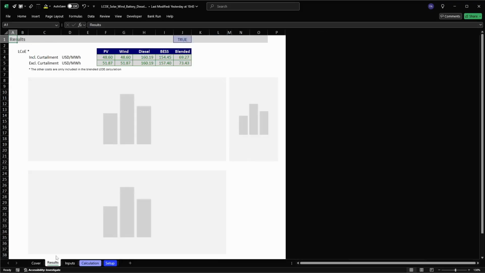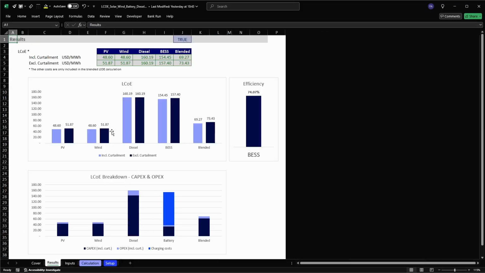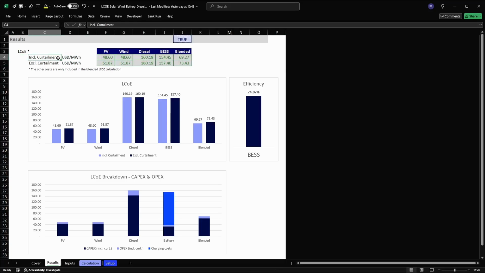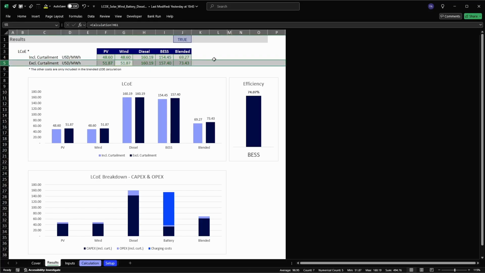So as always, we have a results sheet where I'm basically presenting each one of the values for the LCOE. And you can see already that we have two results for each one of the sources, plus the blended LCOE. So we have including the curtailment and excluding the curtailment. And I'm going to explain to you why you also have to calculate both of them. We have some graphs, the battery efficiency, and we have the LCOE breakdown by capex and opex.